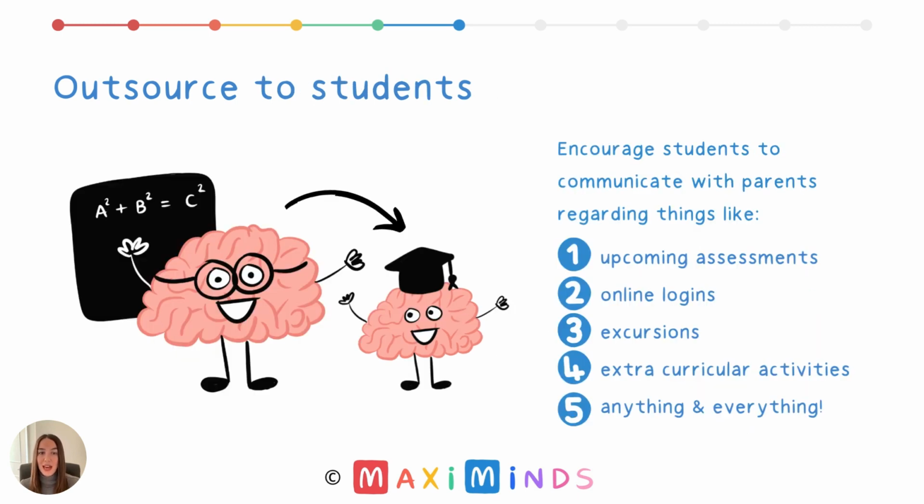So, how can you outsource firstly to students? This is about encouraging students to really communicate with their parents regarding those important things that they can sometimes ask you about. So, telling them to make sure they remind parents and other interested guardians, for instance, about upcoming assessments, online logins, whether that be to Aspire or textbooks, things like excursions, extracurricular activities, anything and everything. The more that the child communicates with their parents, the less likely they will be to come to you for all those mundane questions.